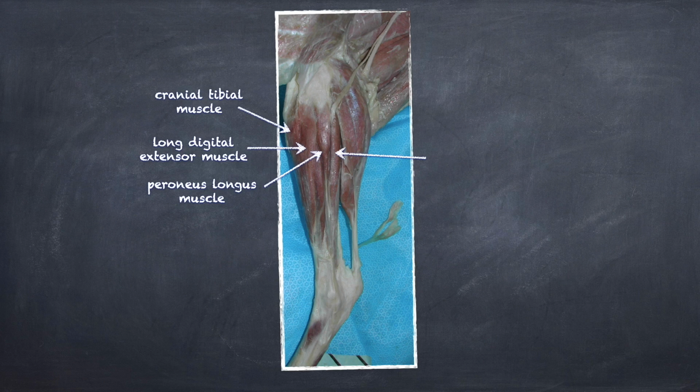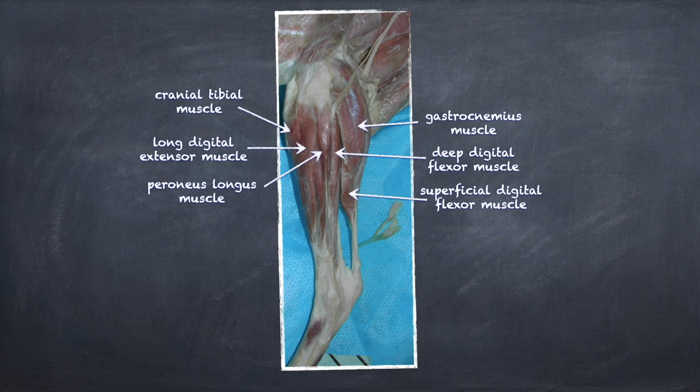Right up the caudal aspect of the bone is going to be the deep digital flexor muscle. There's a lateral and a medial head of that. And then kind of tucked under the gastrocnemius, which is here, we find the superficial digital flexor muscle. Okay, we do not see the popliteus here.